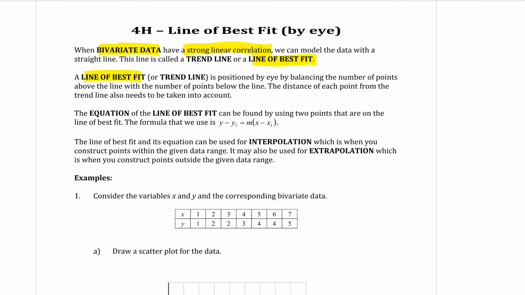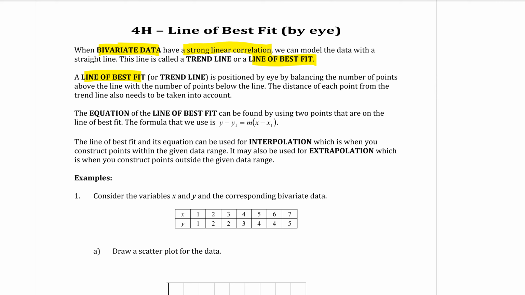Doing it by eye, you need to balance the number of points that are both above and below your line. So you should always try to make sure where possible that if there's 2 above and 2 below, that's a good way to position the line. You also need to consider the distance that each point is from the line, and it is a little bit of an estimate. Your line might not be exactly the same as the person's next to you, but they should be close. If you do standard maths next year, then you will learn some other techniques that are a little bit more accurate.